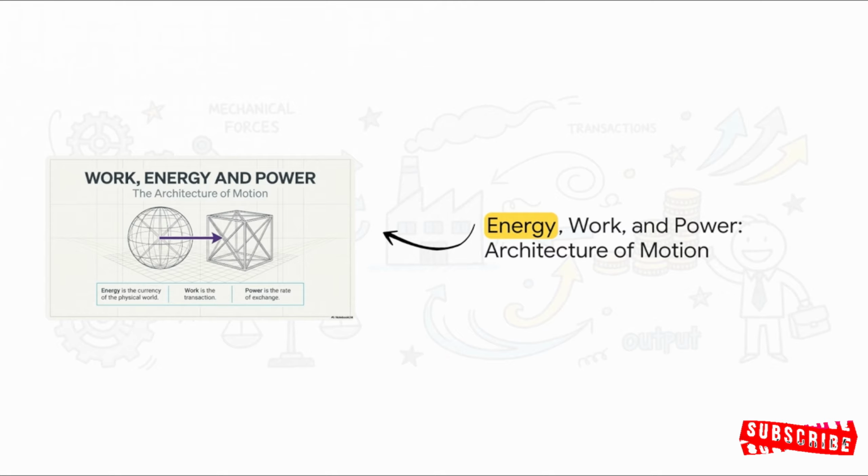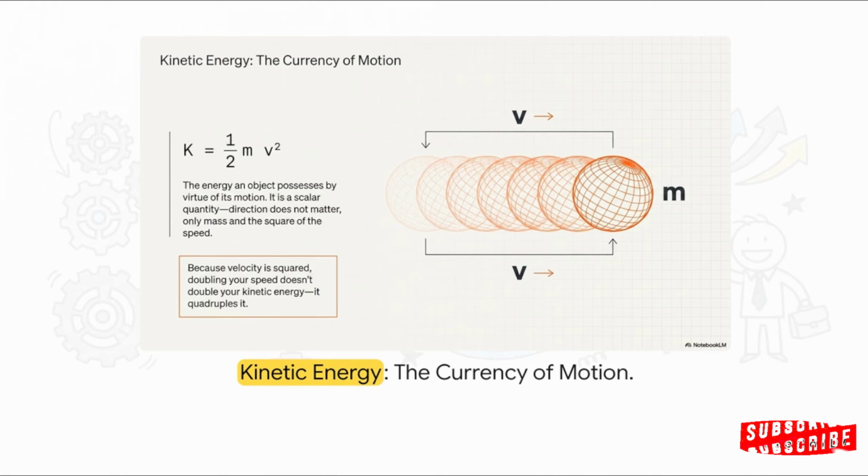Let's talk about our cash. In physics, kinetic energy is your cash in hand. It is the energy an object possesses strictly by virtue of being in active motion. A rolling bowling ball, it's got cash in hand. A speeding car, a whole lot of cash in hand. But here's the really fascinating part. Look at the kinetic energy equation.